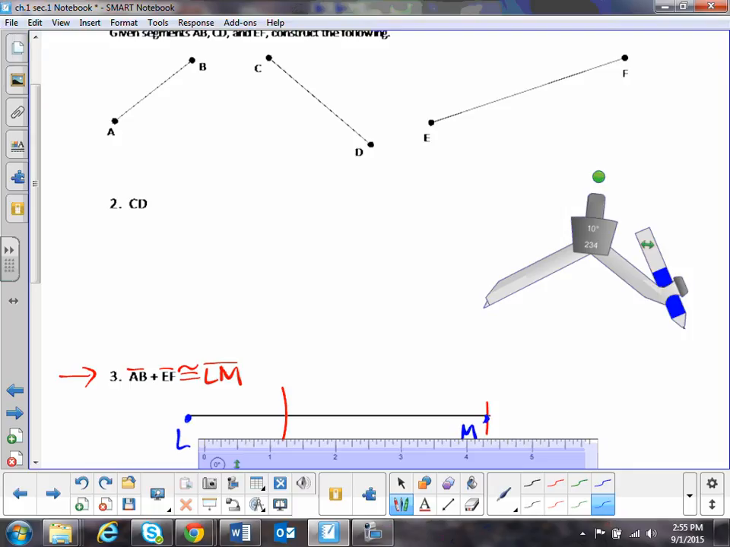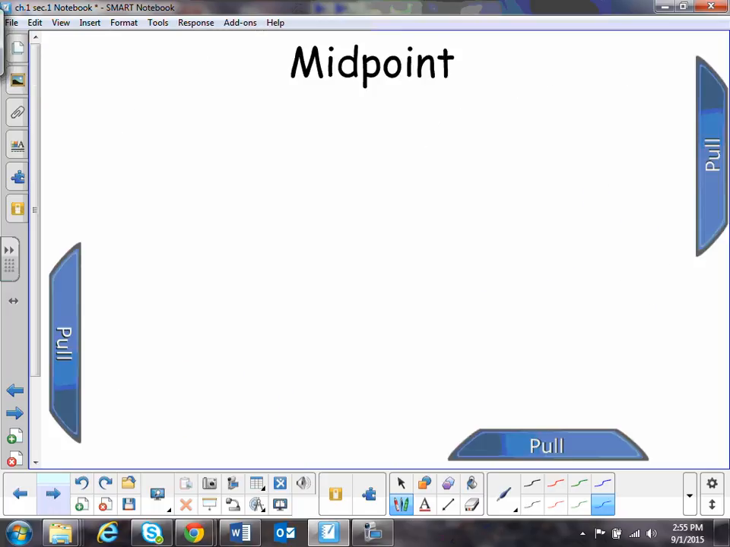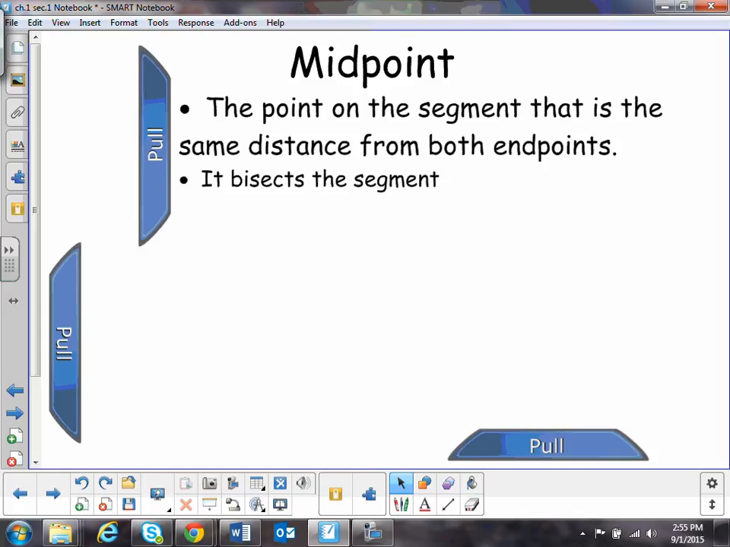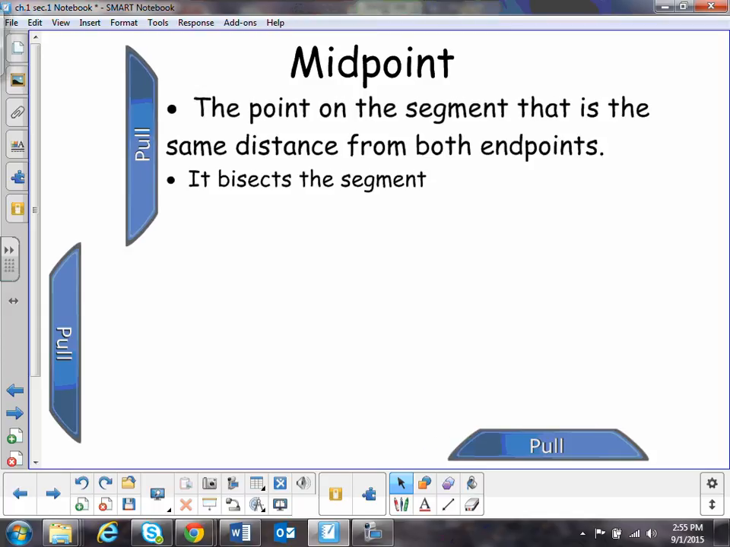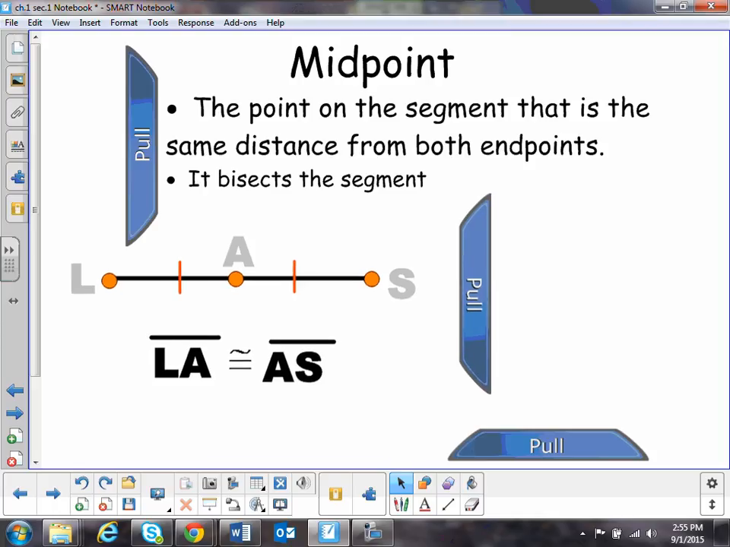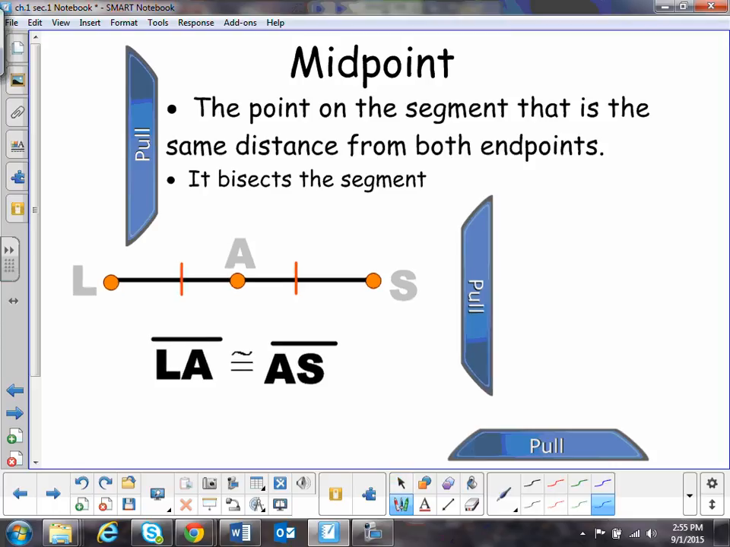Okay, so on to midpoint. What's a midpoint? A midpoint is a point on a segment that is the exact same distance from both endpoints. So here's a picture. In this case here, we have this point right here representing the midpoint of segment LS. So whenever you have that, that makes LA congruent to AS.